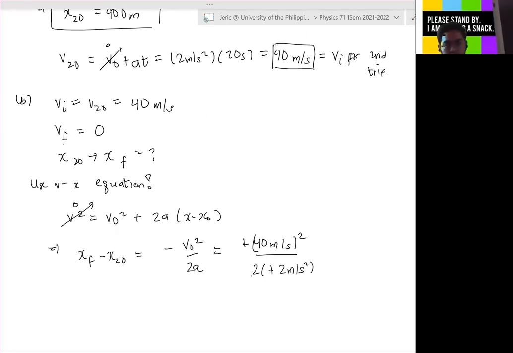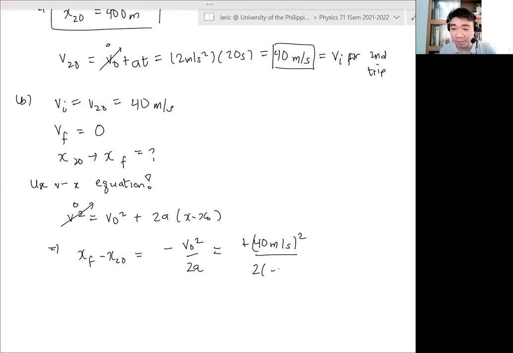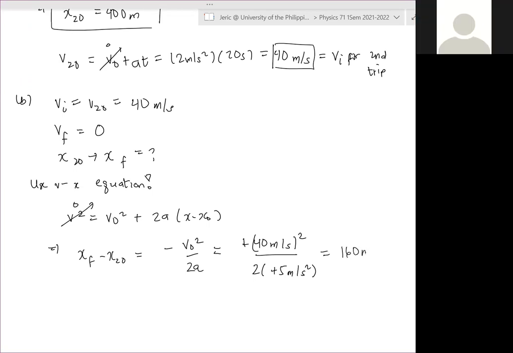Sir, negative 5. I'm sorry. Oh, sorry. This should be negative 5. Thank you for that. Yeah, negative 5 meters per second squared. So this will be still positive. And what you get here is what? You get 160 meters. Tama? Opo, sir. Tama? 160 meters.